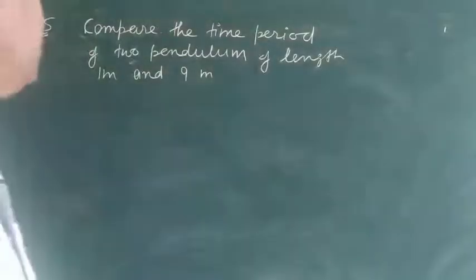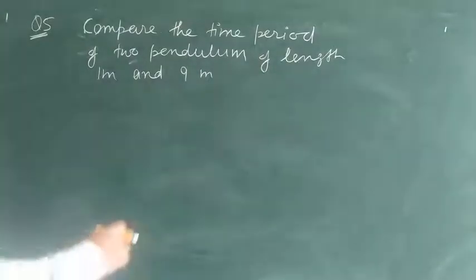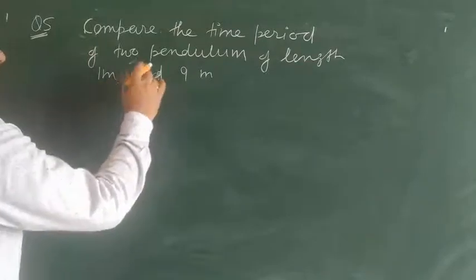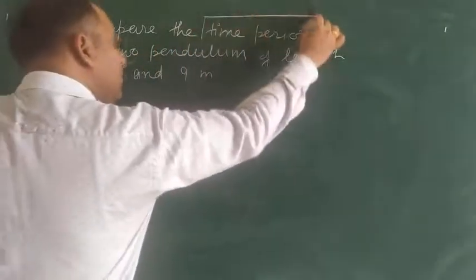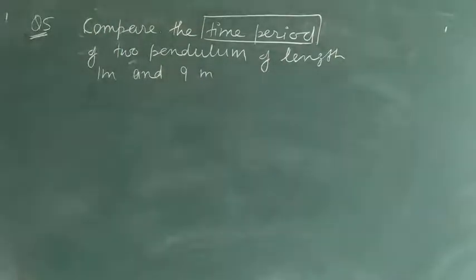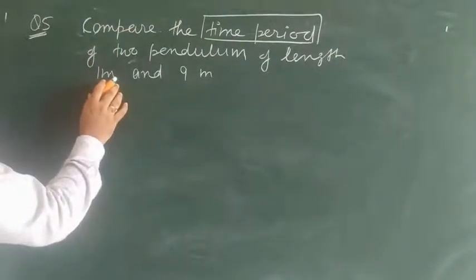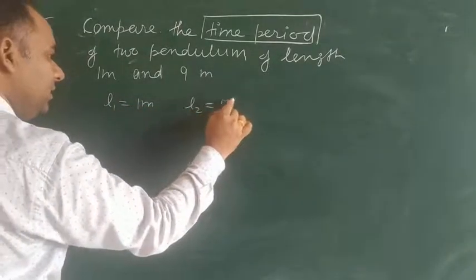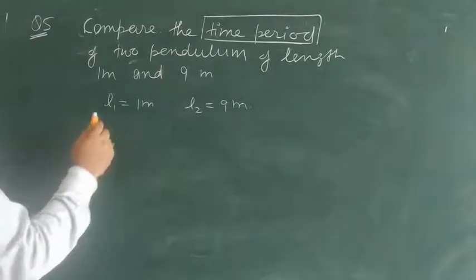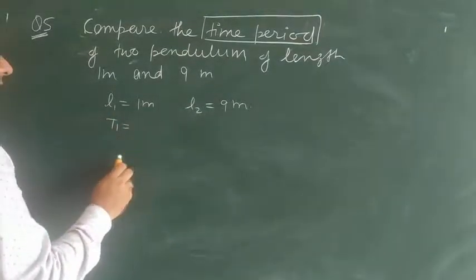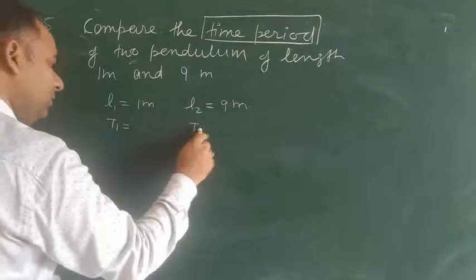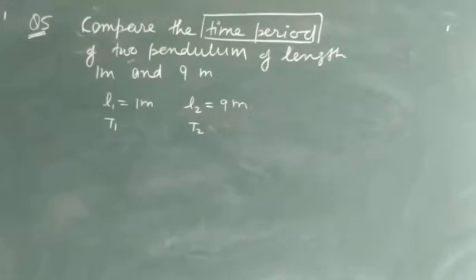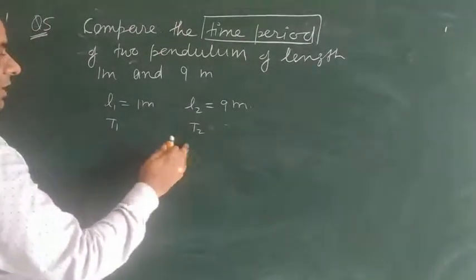Your next numerical is to compare the time period of two pendulums of length 1 meter and 9 meter. Here we have to compare the time period. The first pendulum's length is given, that is L1 is equal to 1 meter. The second pendulum's length is given, that is 9 meter. Suppose the time period of the first pendulum is T1 and the time period of the second pendulum is T2. To compare the time period, we have to determine the ratio of T1 and T2.